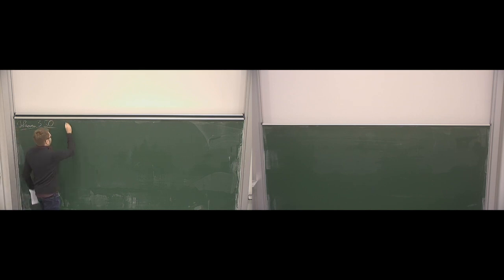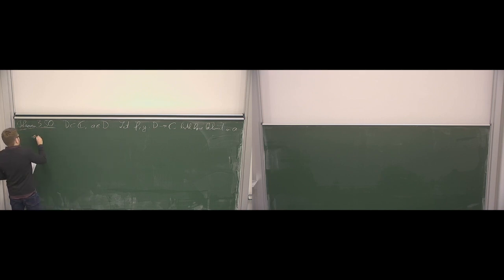So, Theorem 3.50. We have, again, a domain D in C. We have an adherent point a. And we have two functions f, g from D to C. And we assume that they both have a limit in a. So the values might be different, but they both have a limit in a. Then f plus g, the sum, has a limit in a. And it holds that the limit of the sum is the sum of the limits here as well.